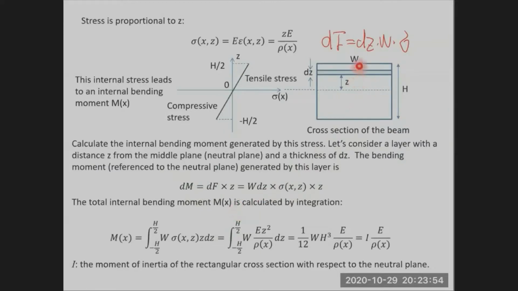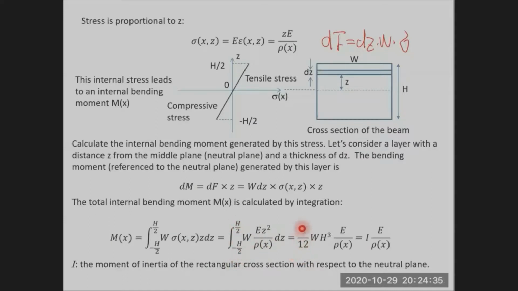And to calculate the total bending moment, we need to integrate this dM from negative h/2 to positive h/2. Right? Integrate from the bottom surface to the top surface. That gives us the total bending moment. Then we can replace sigma, the stress, with this expression. So it's a function of z, and another z here, so it becomes z squared, right? And we integrate z from negative h/2 to positive h/2.